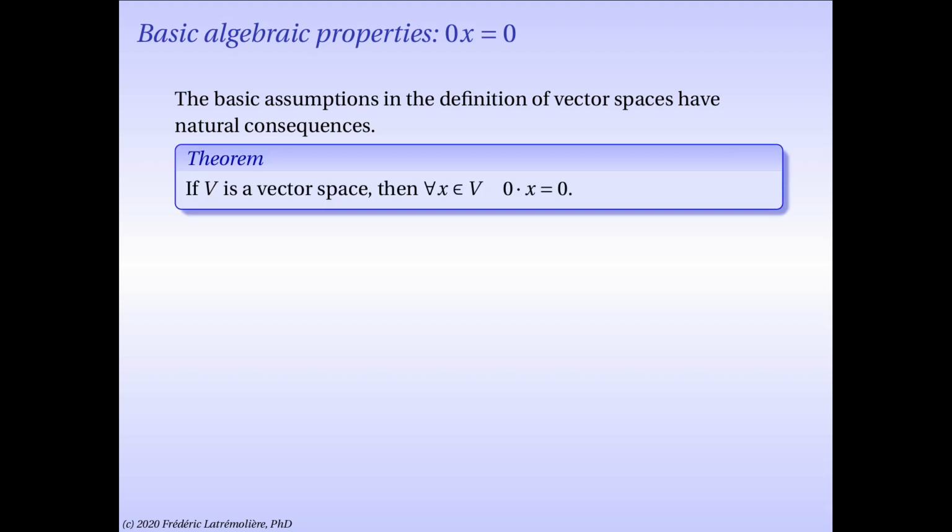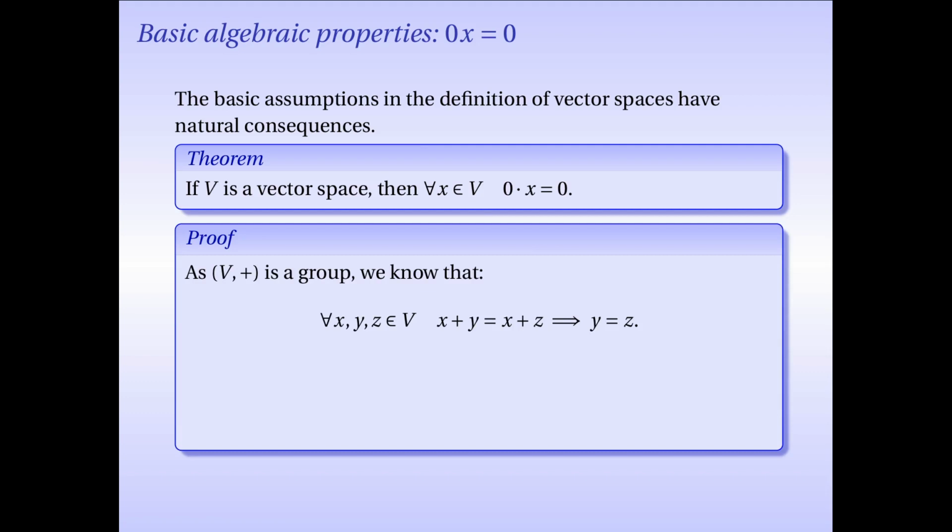So the first property I'm going to prove is that if V is a vector space, and I take any vector x in V, and I multiply it by the 0 in the field K, then I get the vector 0. 0 times x is always 0. Careful, the 0 on the left-hand side is a 0 in the field K, the 0 on the right-hand side is a 0 vector in V.